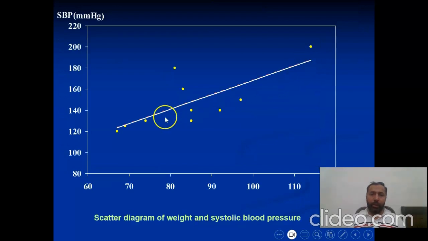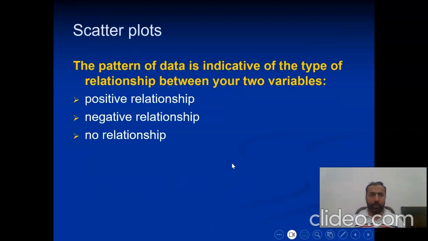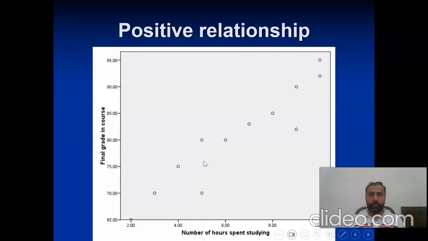Now if we draw a line between these points on a scatter diagram, that line is known as a regression line, which tells us the relationship between systolic blood pressure and weight. From the scatter diagram, we can have an idea that the two variables could be positively related with each other, could have a negative relationship, or may have no relationship with each other.